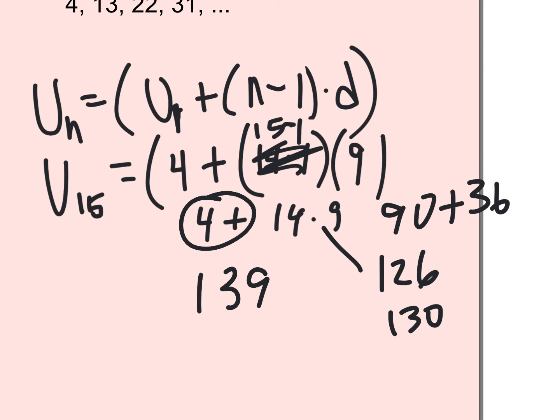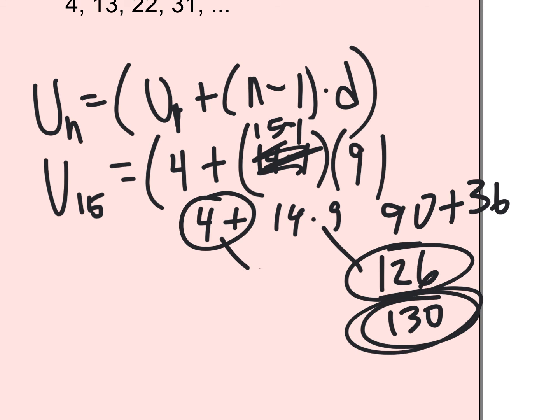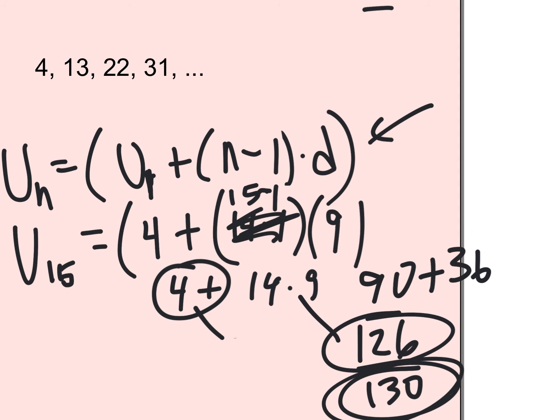Back. I thought you said 139. Yeah, it's 130. I think I might have accidentally pressed 15 instead of 14. Oh, that would do it. Okay, so 126 plus the 4 makes 130. You use that formula effectively, you get the answer.